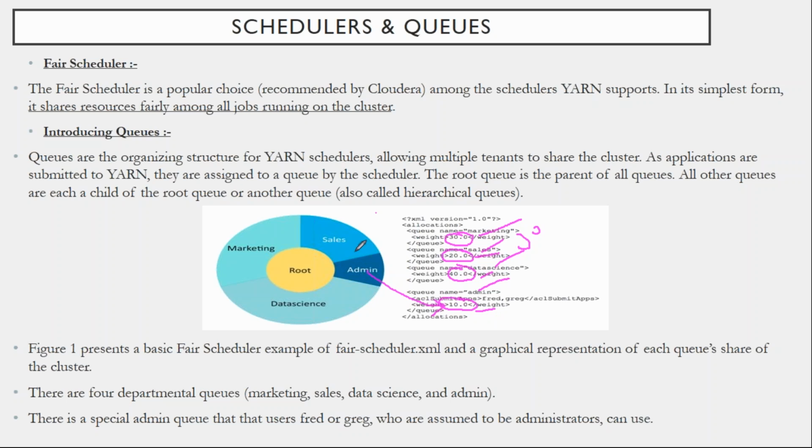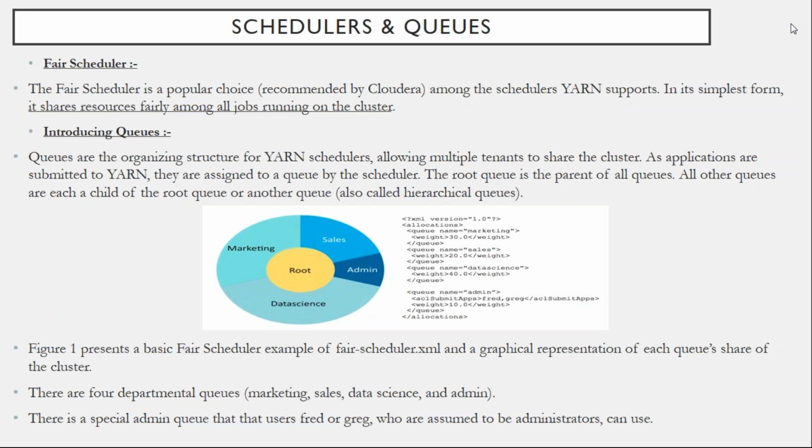Now, take marketing. Your marketing has got weight of 30%, which is 30 GB. So the number of tasks you launch in the marketing queue will be in line with the container request made by the application master. Okay, hope it is making sense. Let me clear up the diagram. Let me go back. Now, queues are the organizing structure of Yarn schedulers.